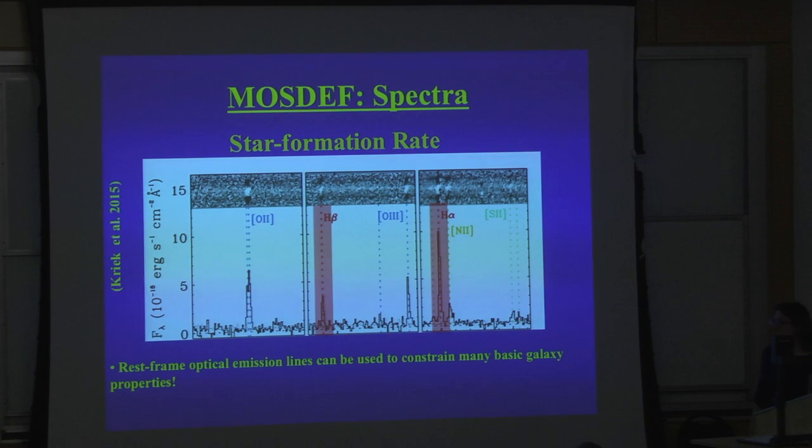If you know the amount of dust extinction, you can take the luminosity of this line here. Okay, so this is the third to the second energy level of hydrogen, right? And the luminosity of this line, once you correct it for dust, tells you about the rate at which stars are being formed.